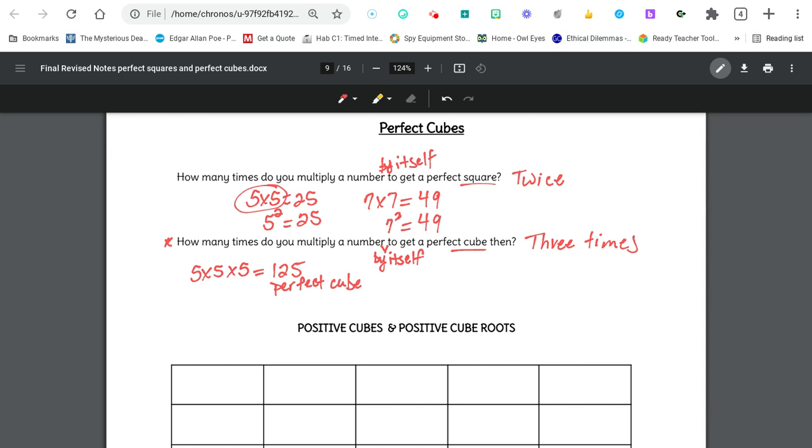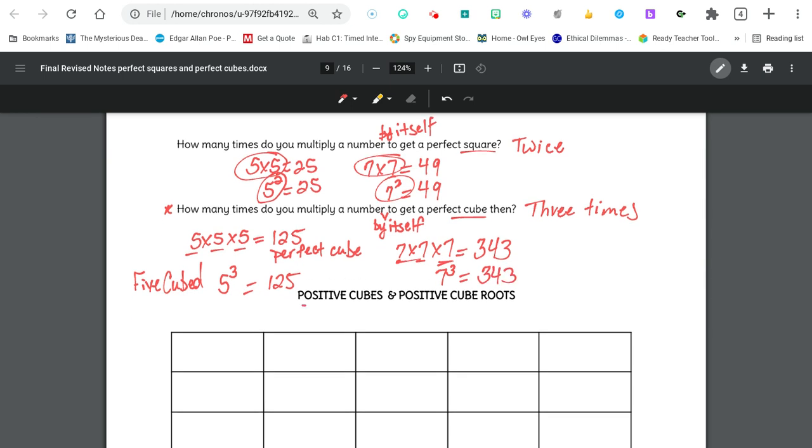Just as I can rewrite 5 times 5 as 5 squared, I can rewrite 5 times 5 times 5 as 5 cubed. It just means you're multiplying 5 by itself 3 times, 5 times 5 times 5, and it produces 125. Or 7 times 7 times 7. Well, 7 times 7 is 49, and 49 times 7 is 343. Just as I write 7 times 7 as 7 squared, I can write 7 times 7 times 7 as 7 cubed because I'm using 3 of those.